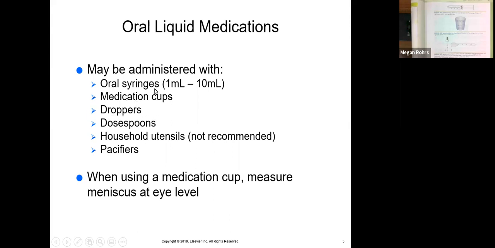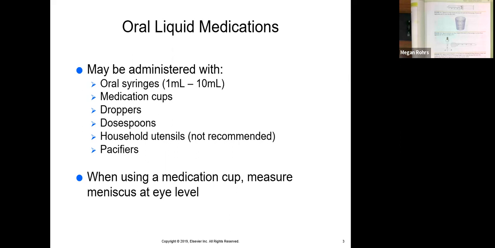But now we tend to stick with oral syringes, especially for children, because they are more accurate and they are oftentimes easier to administer to a small child. They even have pacifiers that you can give liquid medications now to babies. So a lot of different ways we can get medication to our patients.